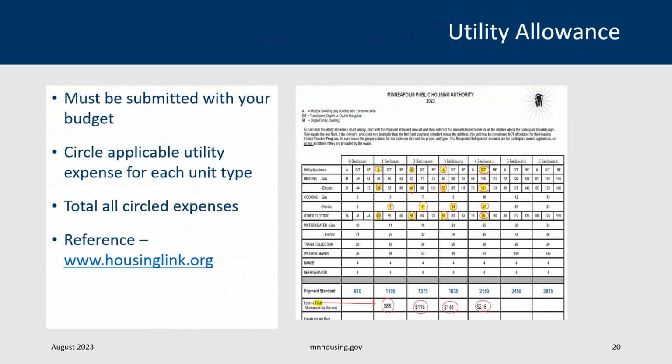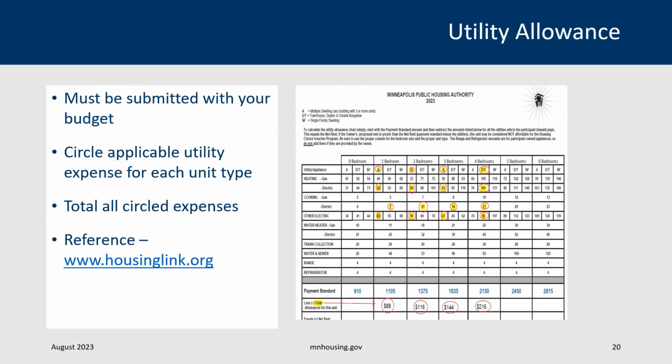A utility allowance schedule can come from a variety of sources. For a development with rental assistance, such as Section 8, the contract administrator will provide it to you. For a development without rental assistance, such as a tax credit program, you will most often use a utility allowance schedule from your local PHA or HRA. I have had success finding these schedules on the Housing Link website, which is www.housinglink.org, or by requesting it from the local Public Housing Authority, PHA.